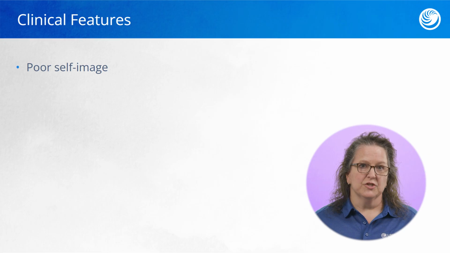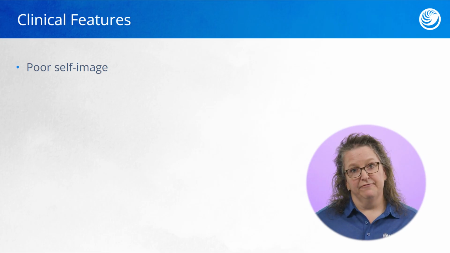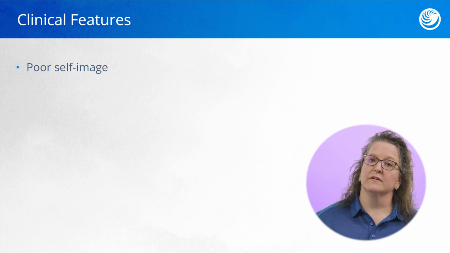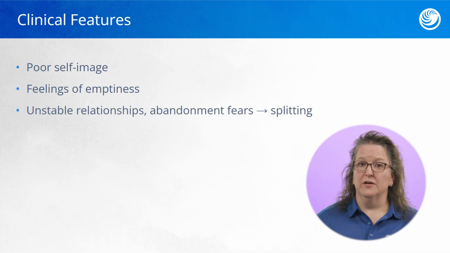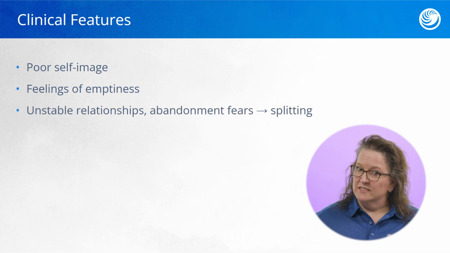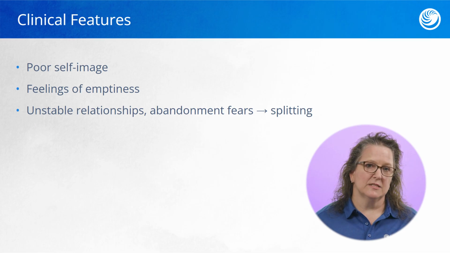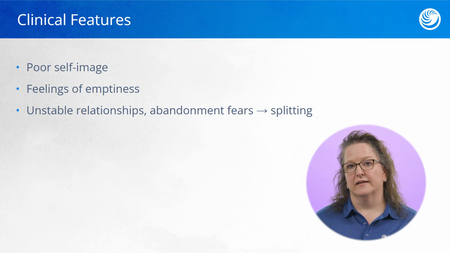Poor self-image. These clients lack a clear self-identity. They cannot develop a healthy self-image. They have fear of emptiness. This is coupled with an intense fear of abandonment, which leads to unstable relationships and potentially splitting. Let's talk about splitting for a second. Splitting is a coping mechanism and a primary defense mechanism. These clients can only view others as wonderful or horrible, good or bad. They can't understand that in one person, both good and bad aspects can coexist.